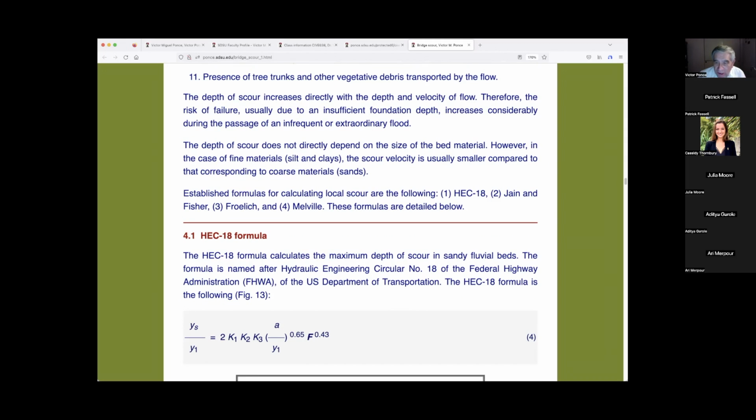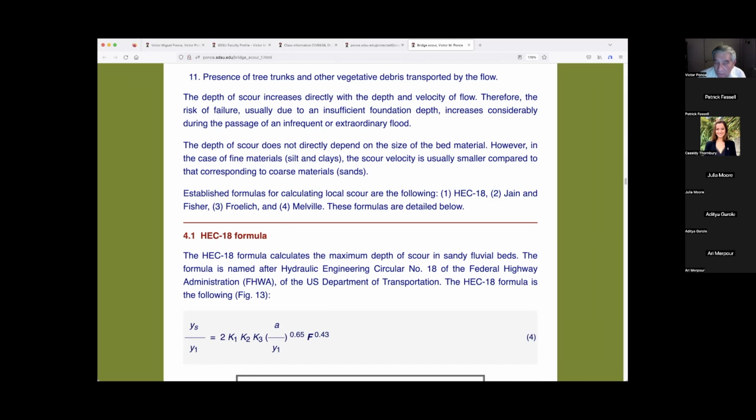Okay, so we have the HEC 18 equation. The second equation is Jain and Fisher. The third one is Froehlich. I believe Froehlich is a person that worked with USGS. I'm not quite sure though. And finally, Melville. I believe Melville originates in Australia.